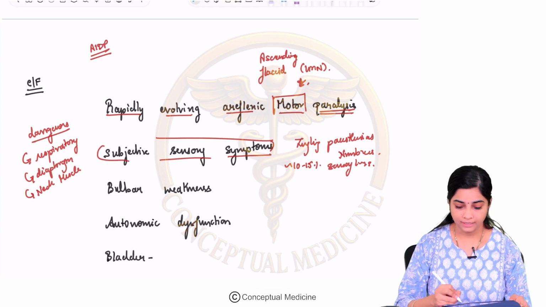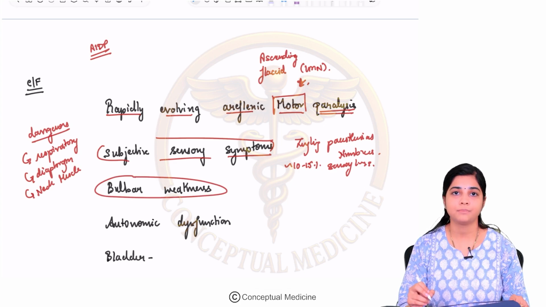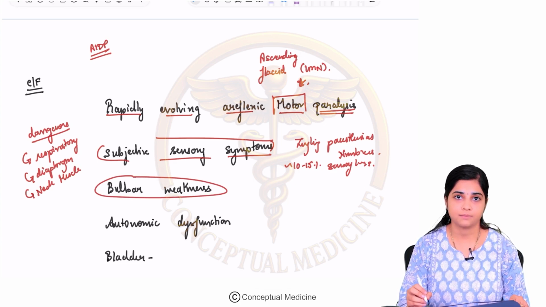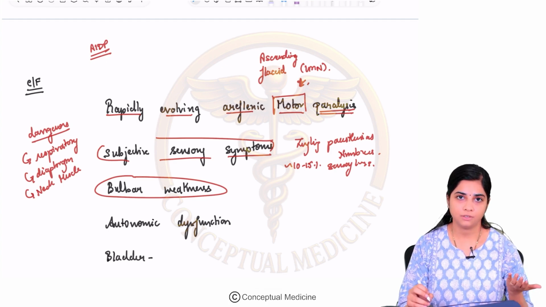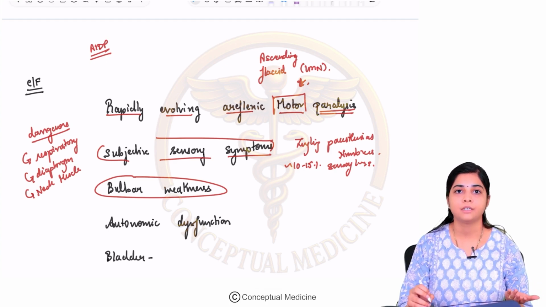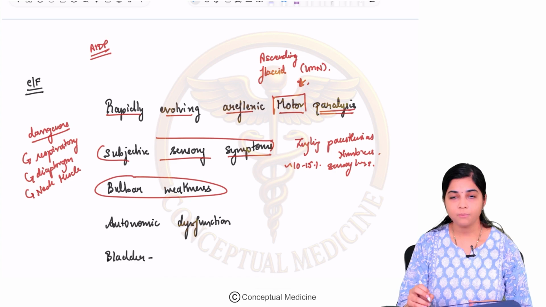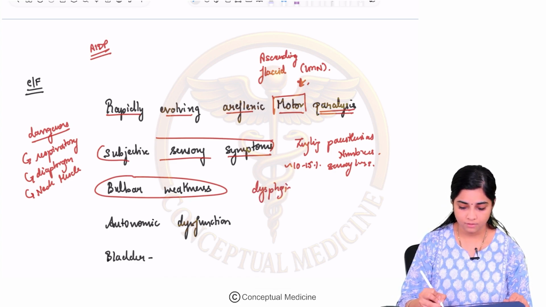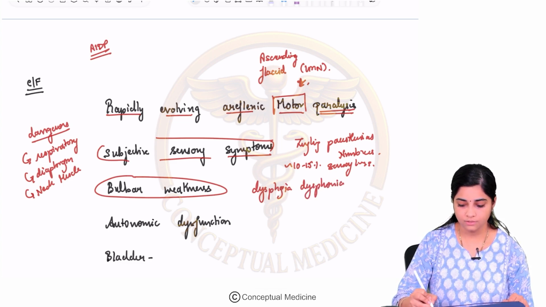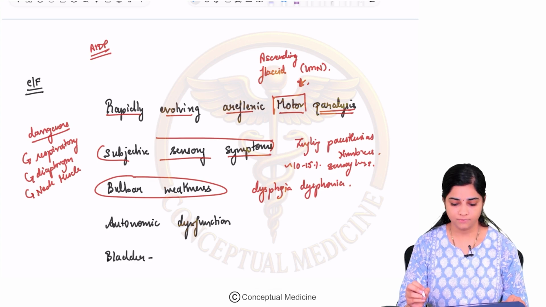Okay. Then there are some variants of GB syndrome which can predominantly involve the bulbar muscles. We can have bulbar weakness, or even your AIDP which progresses rapidly can go and involve your bulbar cranial nerves, or even in your Miller-Fisher variant you can have bulbar weakness, right? So bulbar weakness is characterized by what? Dysphagia, dysphonia. Okay, you can have dysphagia and dysphonia.